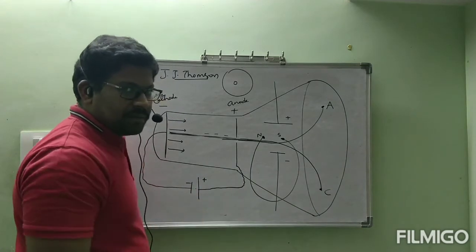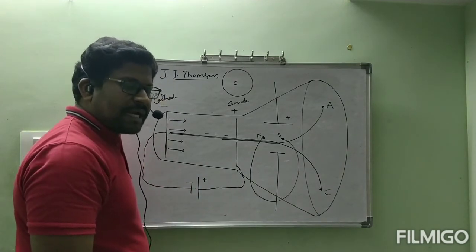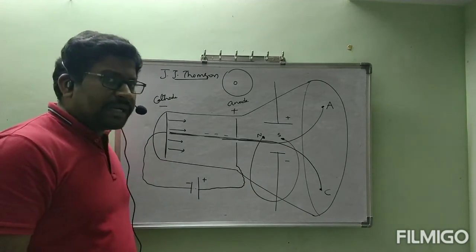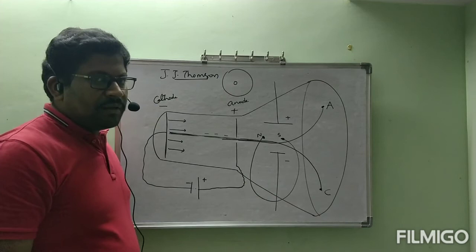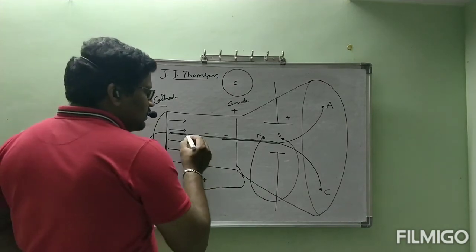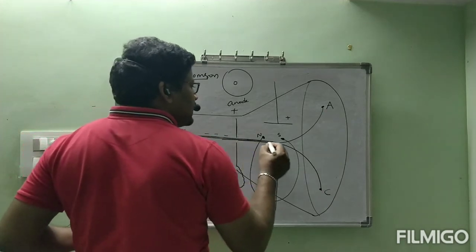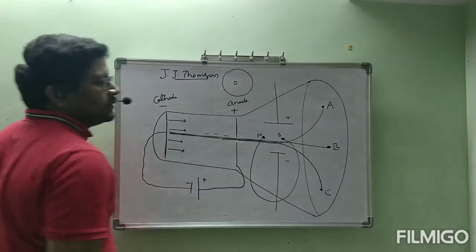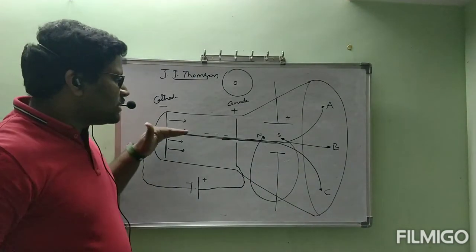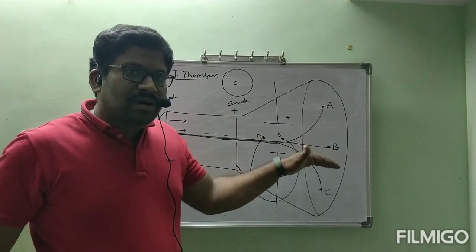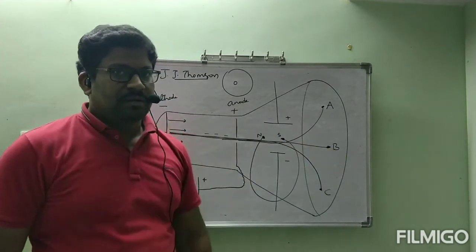Okay, third step. He applied both electric field and magnetic field. When both electric field and magnetic field are applied, these cathode rays travel without any deflection and fall at point B. These cathode rays travel and fall at point B when there is application of both electric field and magnetic field.